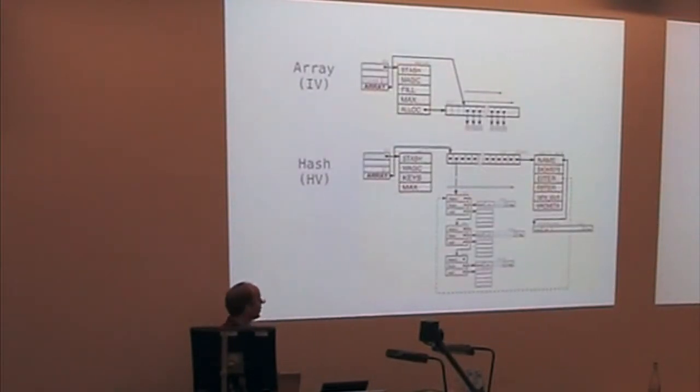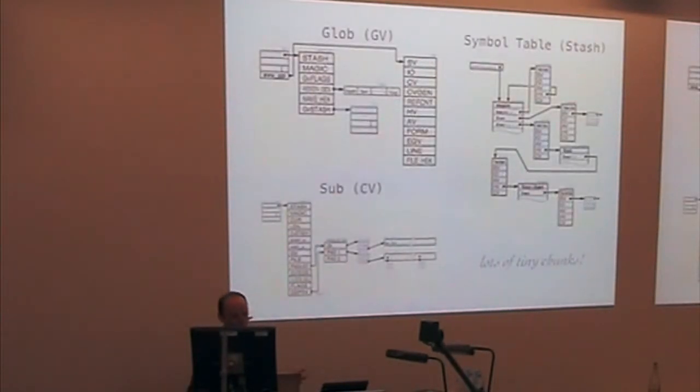Now it gets a bit more complicated with arrays. The data for an array is the set of pointers that point to the SVs that are in the array. And then a hash just starts getting a bit crazy. There's just pointers and structures all over the place. Globs, symbol tables, subs. I'm not expecting you to learn this. What I want you to see is that there's lots of tiny fragments of code with a whole bunch of pointers pointing between them.